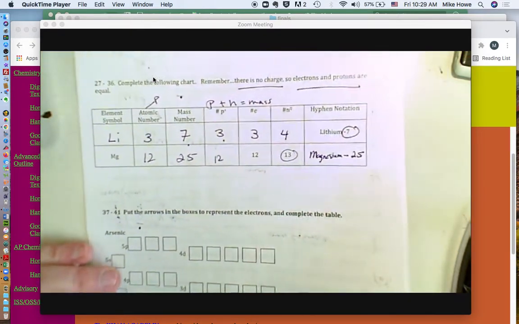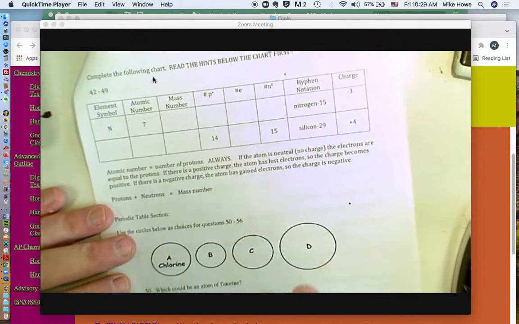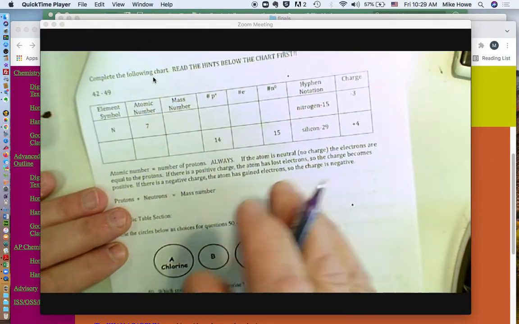Okay. I'm going to skip this and do this part and then come back to the electron configuration.